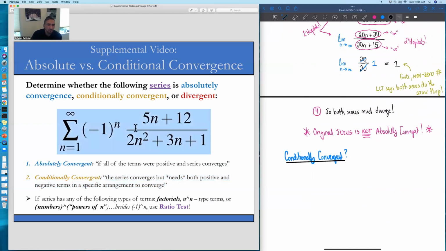So we're going to start off then with our original series. And we basically ask ourselves, what can we use to test this original series now? And the thing that's probably sticking out to you is this (-1)^n. That (-1)^n is basically going to tell us that we're going to be able to do the alternating series test on this. Since what we see is this (-1)^n, that's responsible for all sign changes in this series, because this 5n plus 12 over 2n squared plus 3n plus 1 was strictly positive. So let's use the alternating series test.